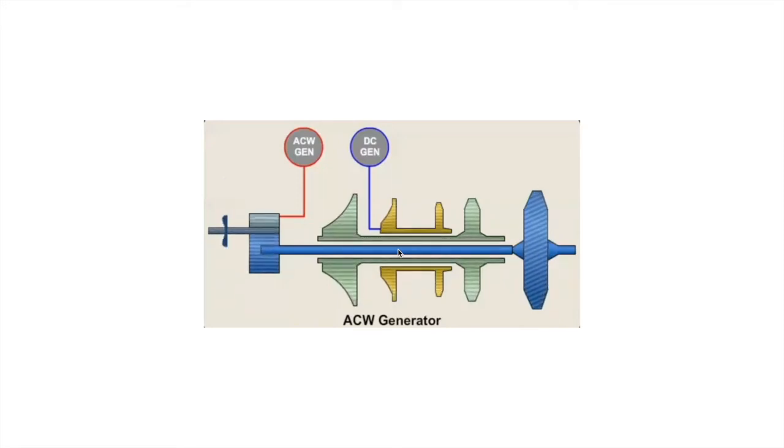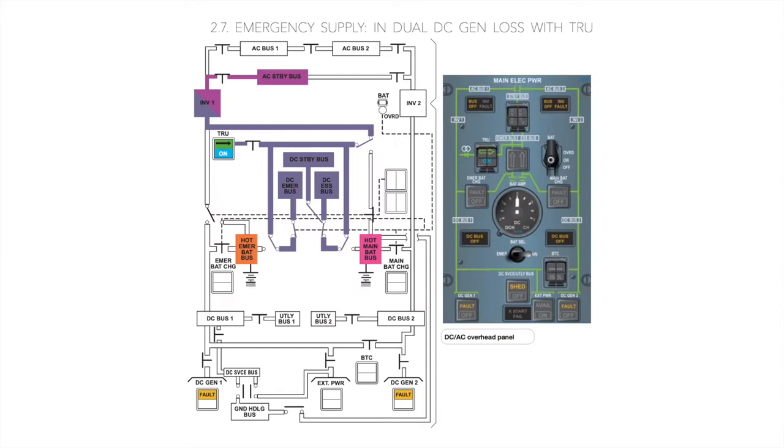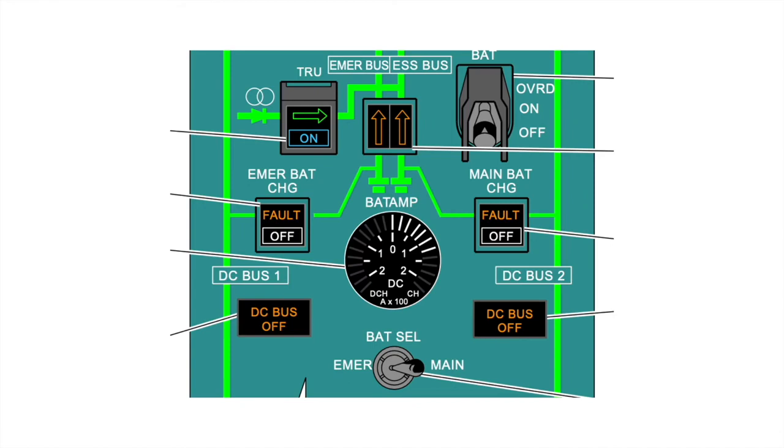So with the help of the TRU, the DC system can be supplied by the AC wild electrical system in case of a dual DC generator failure. Here we can see that both the DC generators are not operational. So the TRU is supplying the DC electrical system, and the TRU is taking its supply from the AC wild network and converting that AC wild frequency into DC. The TRU operation is manual, and we have to press the TRU push button, which is over here.